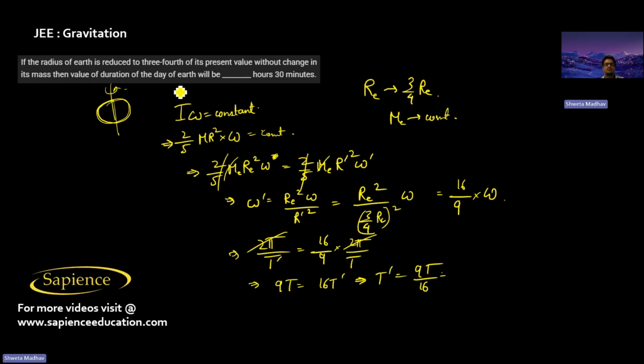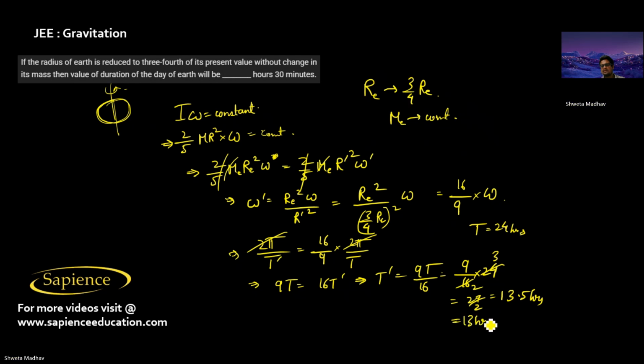So the duration of the day of the Earth: currently the duration of the day is 24 hours. So the new duration will be 9 by 16 times 24. 24 divided by 8 is 3, 3 times 9 is 27, so 27 by 2, that is 13.5 hours, which means 13 hours 30 minutes. So the duration of the day will be 13 hours 30 minutes. So 13 is the answer.